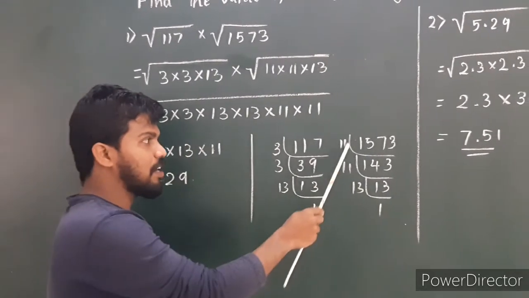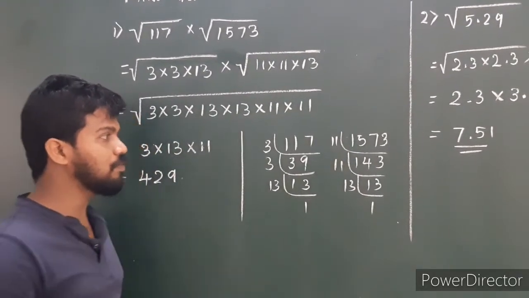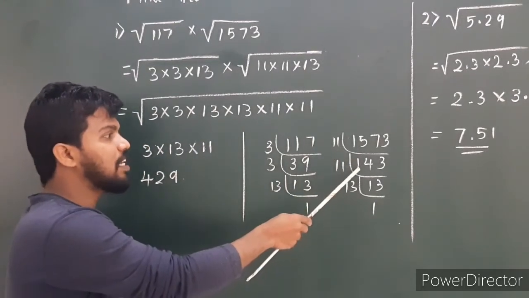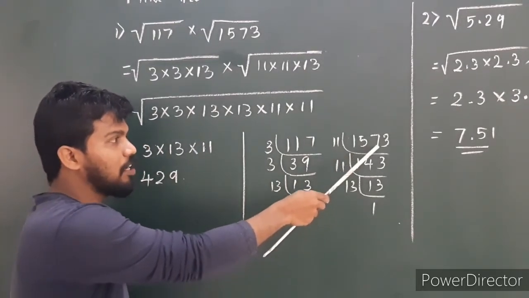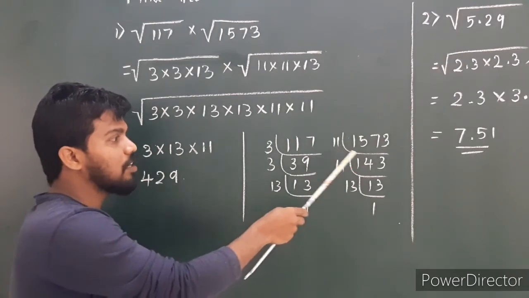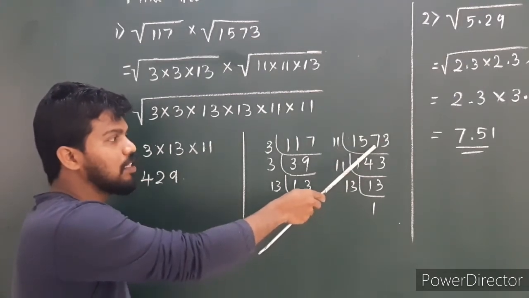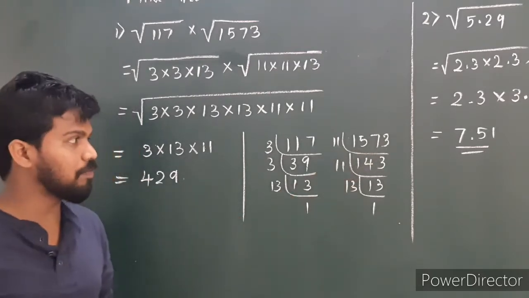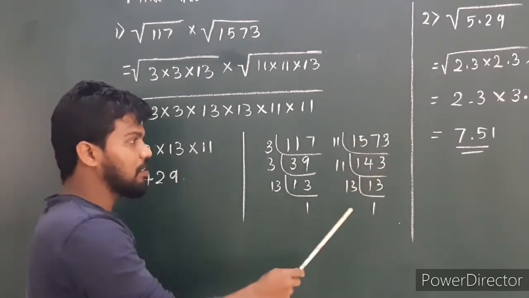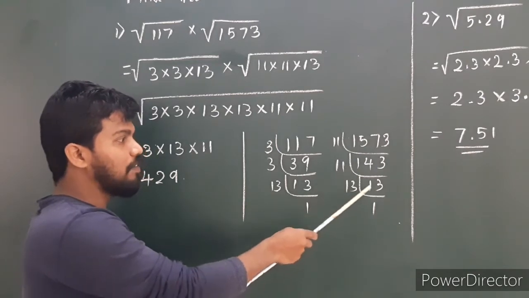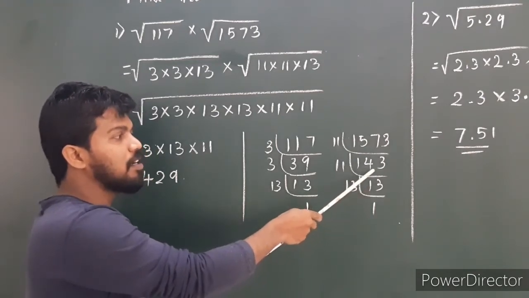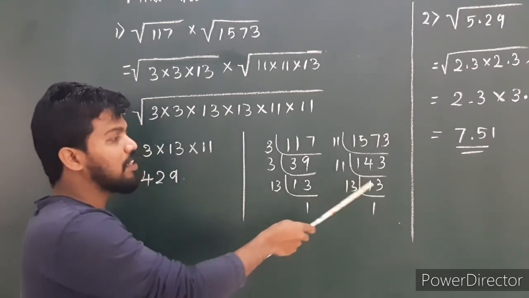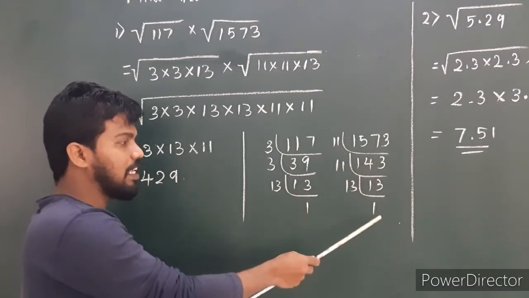1573. So using prime factorization, first you take 11. 11 1s are 11. 11 4s are 44, remainder 4, and 11 3s are 33. So now it is 143. One more time it is 11. 11 1s are 11, 11 3s are 33. So now it is 13.